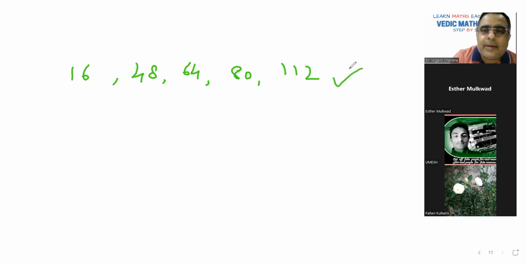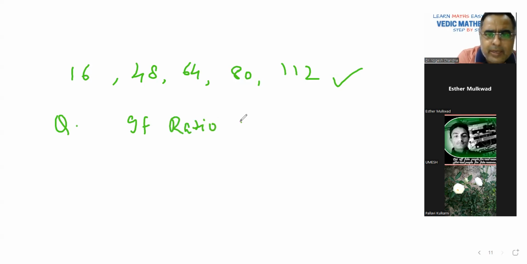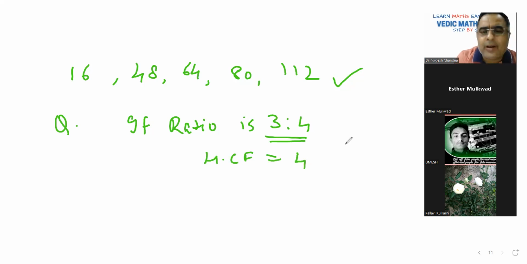So done. Now, see, this is one question. These are the direct questions which come: find HCF and LCM. But we also get other types of questions. For example, if the ratio is 3:4 and HCF is 4, what is LCM?